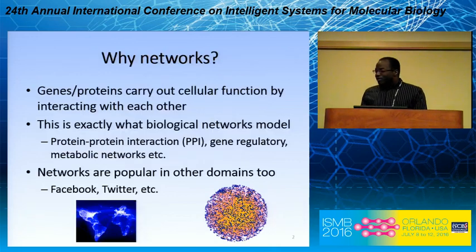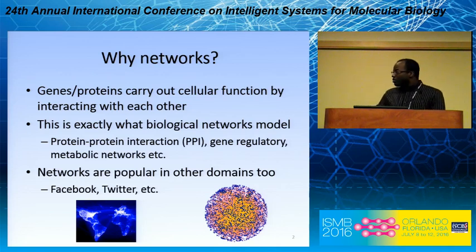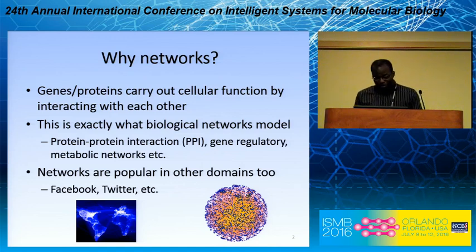So, of course, first question is why use networks? We know that genes and proteins can interact with one another to perform some sort of cellular function. And these types of interactions are very well modeled by biological networks, as used commonly with PPI networks, gene regulatory networks, etc. And of course, networks are very applicable in other domains, such as the social domain. So you think in terms of Facebook, you can have a Facebook user being a node and an edge between two users if they are considered to be friends.